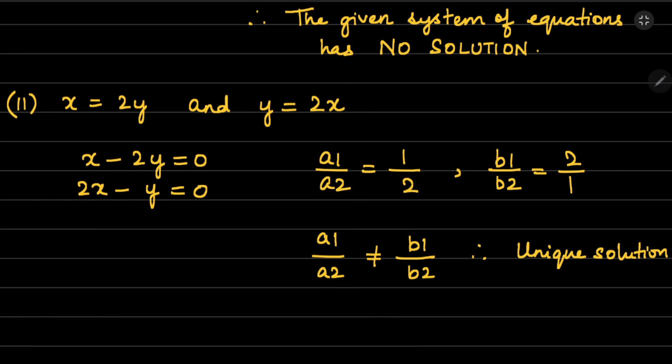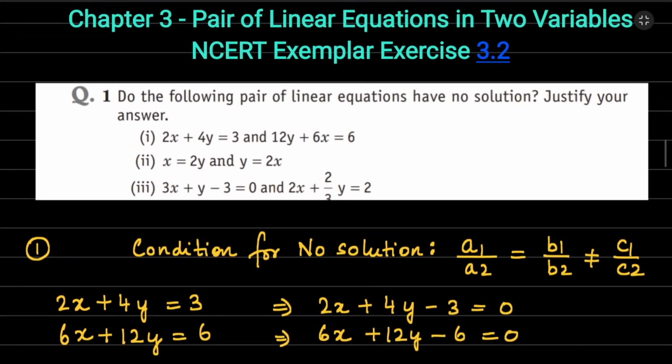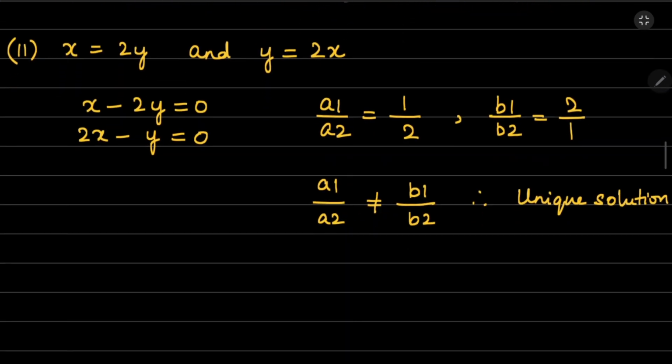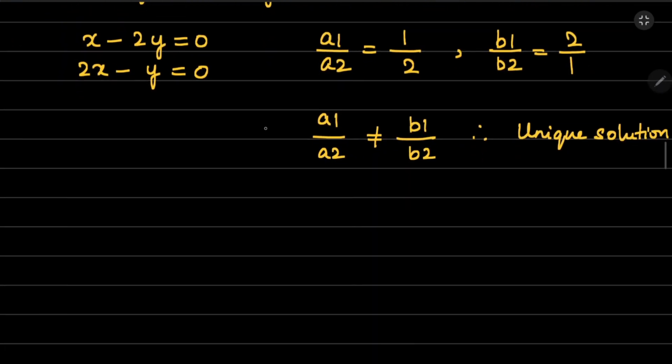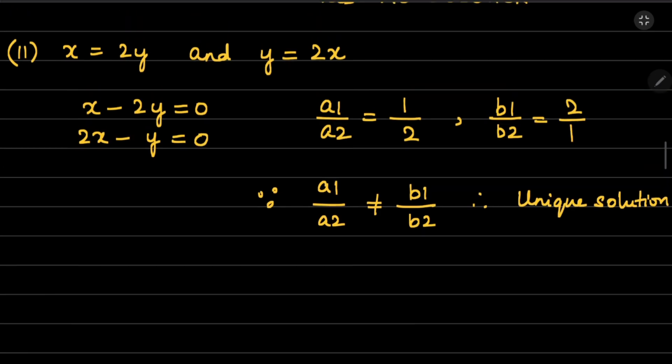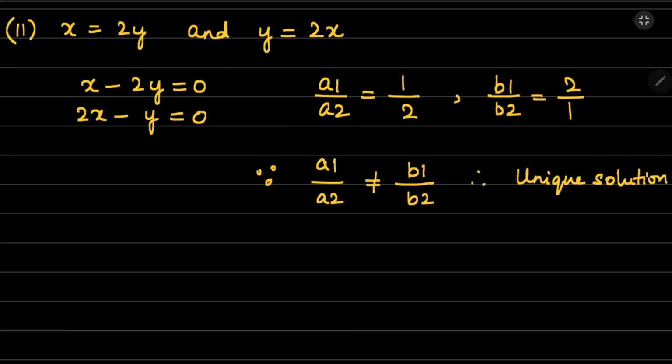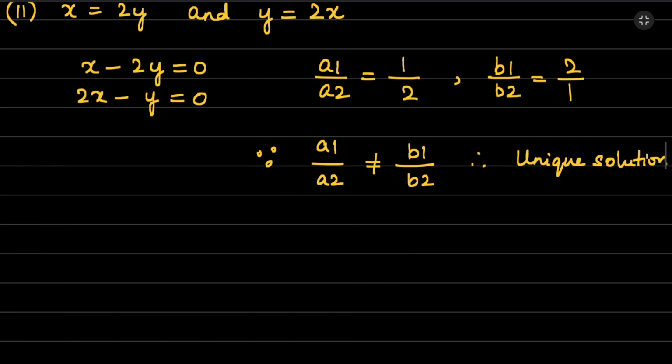Here you have intersecting lines. So this system of equations does not satisfy the question that is given. This will not have no solution; it will have a unique solution. You can just write, since a1 by a2 is not equal to b1 by b2, therefore the system has a unique solution. It does not satisfy the condition of having no solution. So let's move on to the third question.